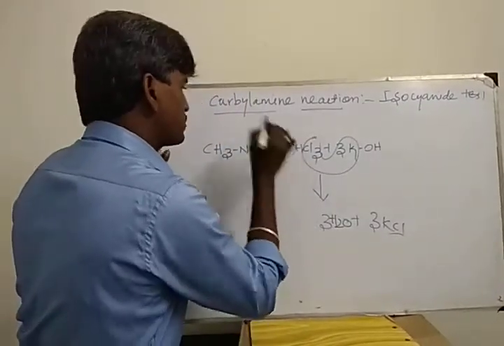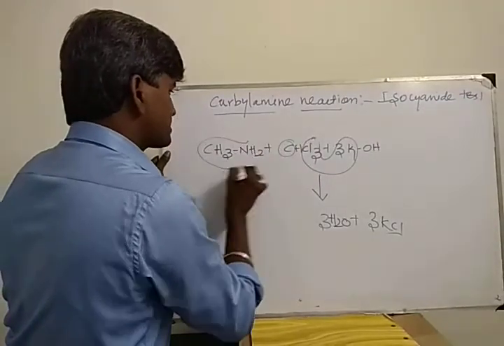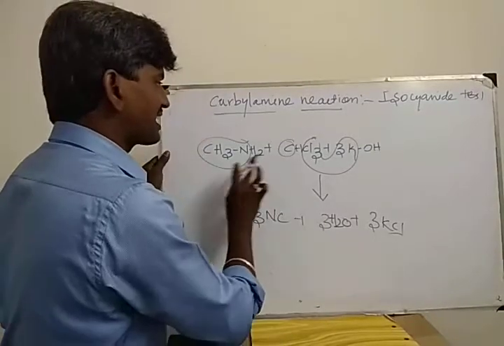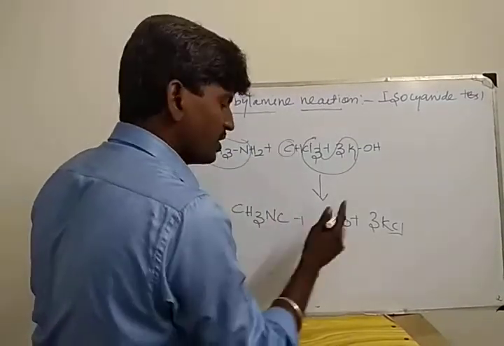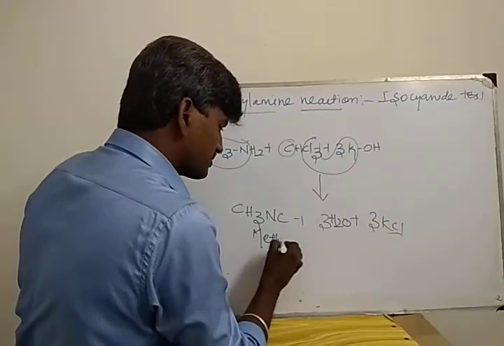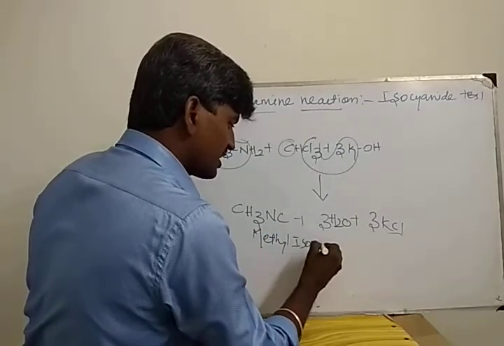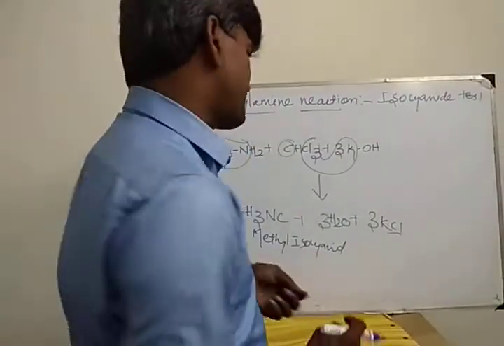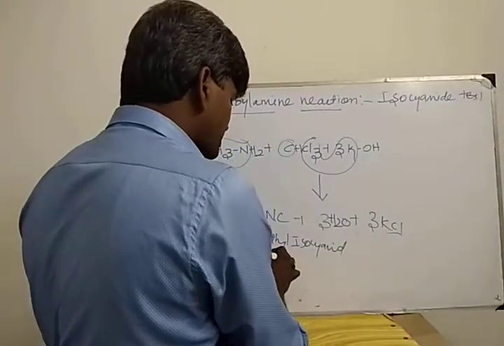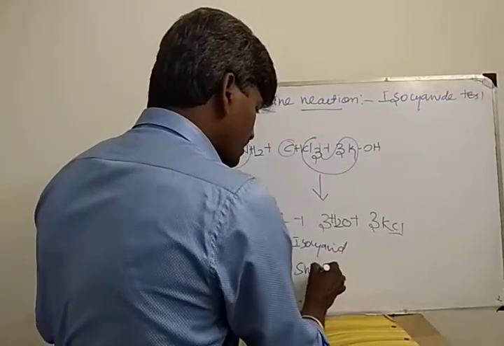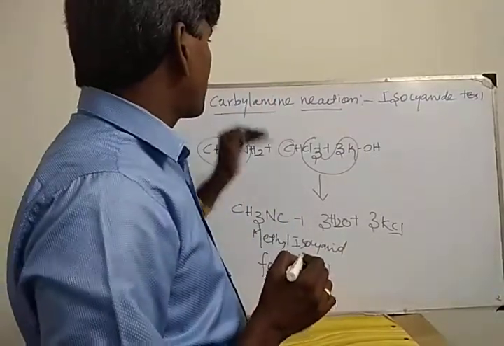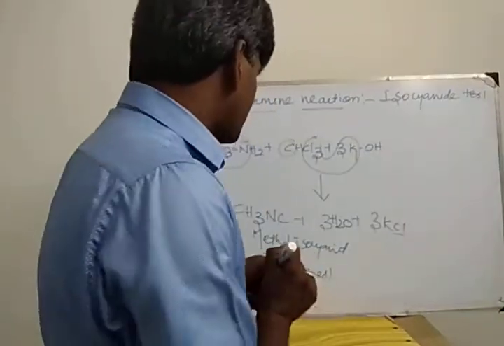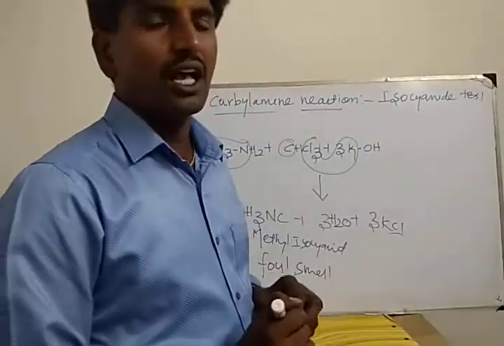The remaining thing is C only. The C is combined with CH3N, so it becomes CH3NC, methyl isocyanide. Are you clear? CH3N is combined with the C, and you get methyl isocyanide. Its product is isocyanide, so the carbylamine reaction is also called the isocyanide test. Its observation is a foul smell. So you know very well about the carbylamine reaction.